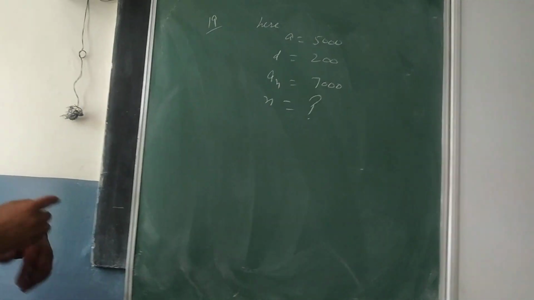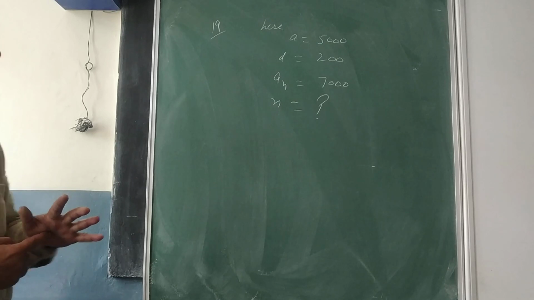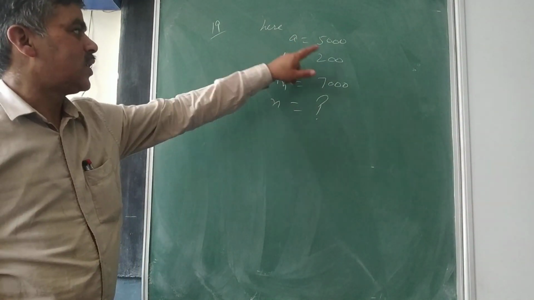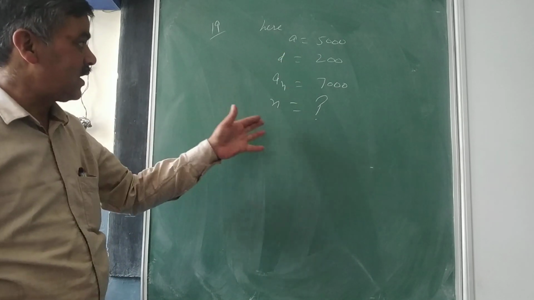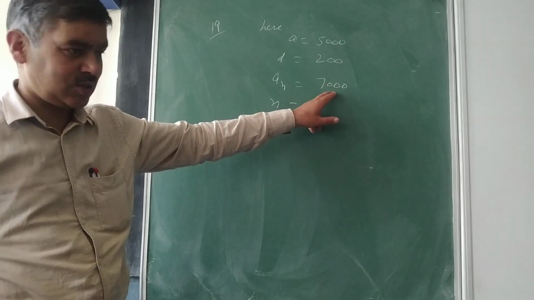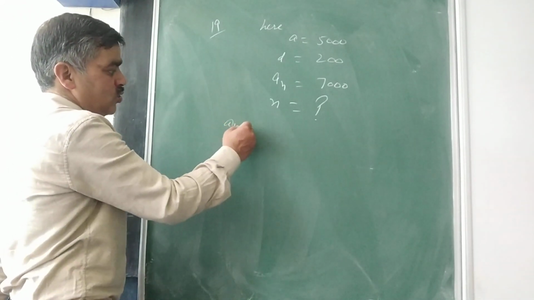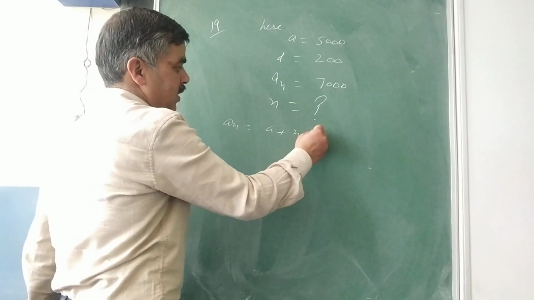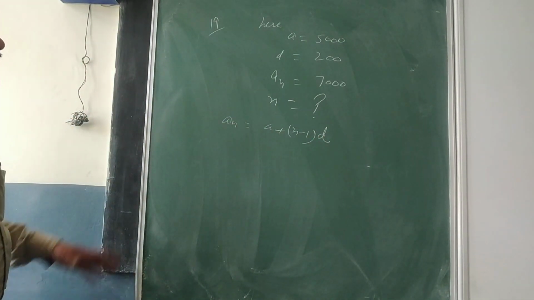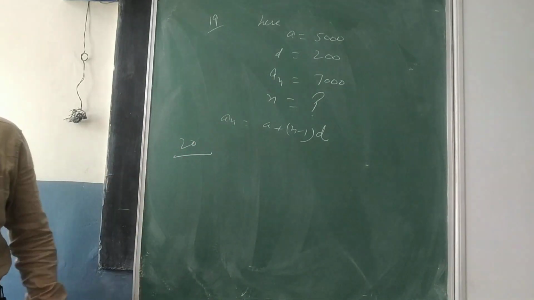Because I am concerned with a, n, d and a here in this exercise. So first salary was this, 200 was added each year, so that is the common difference, and in how many years he reached 7,000, I have to calculate, and this is the last term of my AP. So again you can use a plus n minus 1 into d to calculate the value of n here by substituting this.